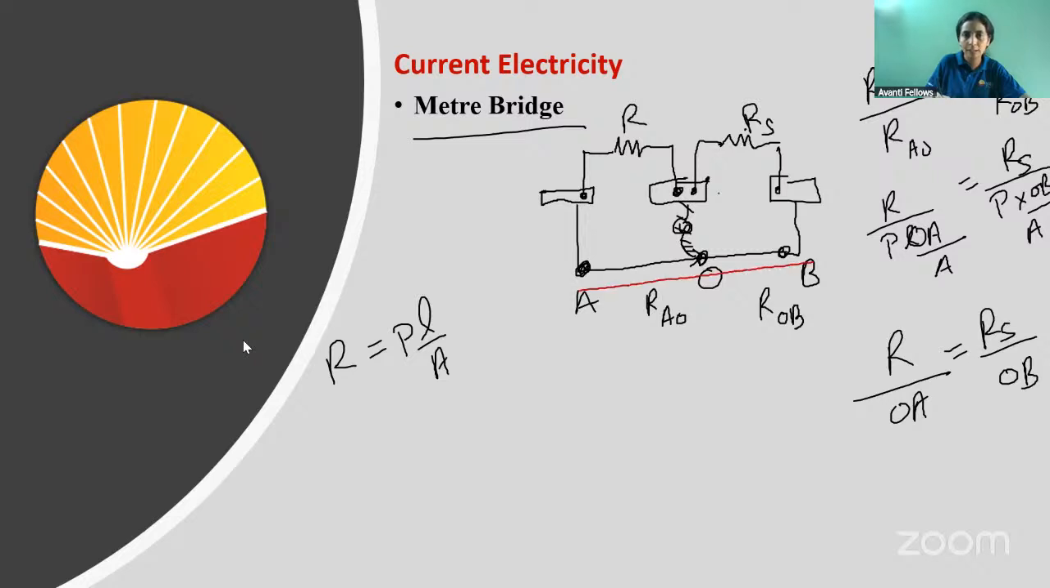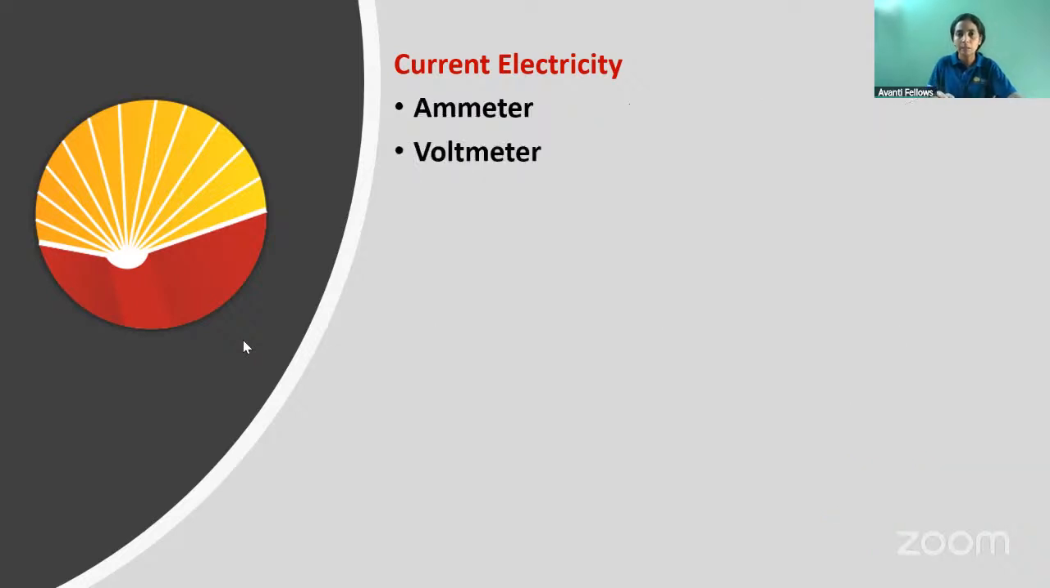If the question gives the length of the wire as L, and you assume this is L1, then you can write R by L1 is equal to RS by L minus L1. So this is how we use the Wheatstone bridge. This is how the questions look.